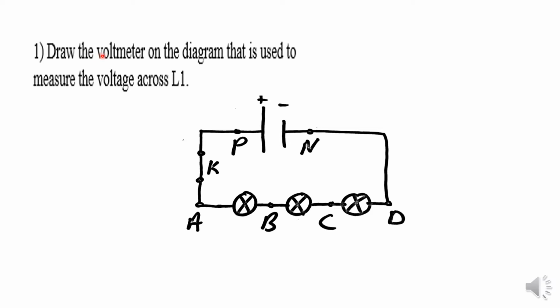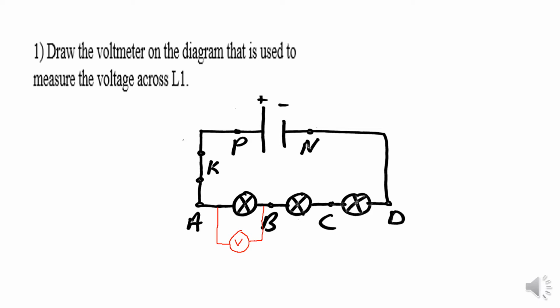So I have to draw the voltmeter on the diagram that is used to measure the voltage across L1. As we said before, the voltmeter must be connected in parallel. So here I have to connect the voltmeter in parallel. So here you have to draw the voltmeter. That's the voltmeter.